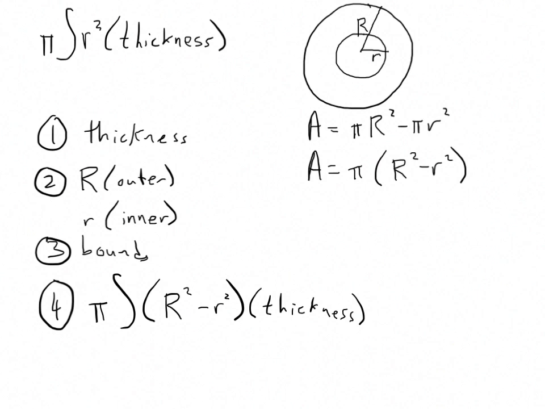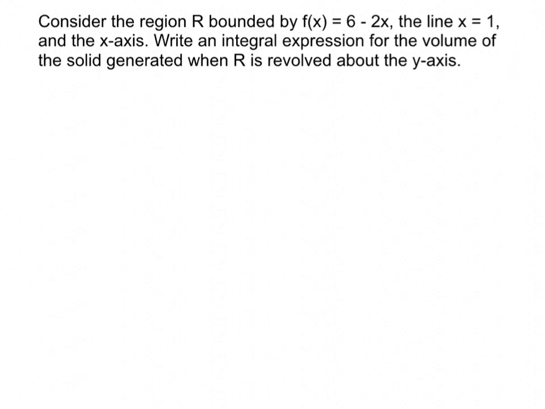So my hope is that you'll see through the example I'm about to do that these problems are very similar, so long as you're willing to draw a careful diagram and you can identify what the outer and inner radii are. So I'm going to go to the next slide where we're going to look at one example of this. I want us to consider the region bounded by f of x is 6 minus 2x. So I'll just start on that right now.